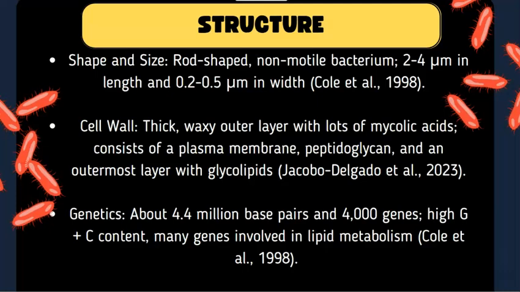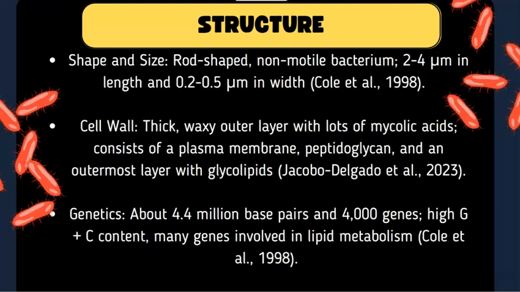The peptidoglycan layer gives the cell its shape and strength, and attached to the peptidoglycan layer is an arabinogalactan layer, which helps with structure and hydrophobicity. And then on the outside, there's a thick layer of mycolic acids, which make a waxy coat that kind of acts like an armor that helps protect the bacteria.